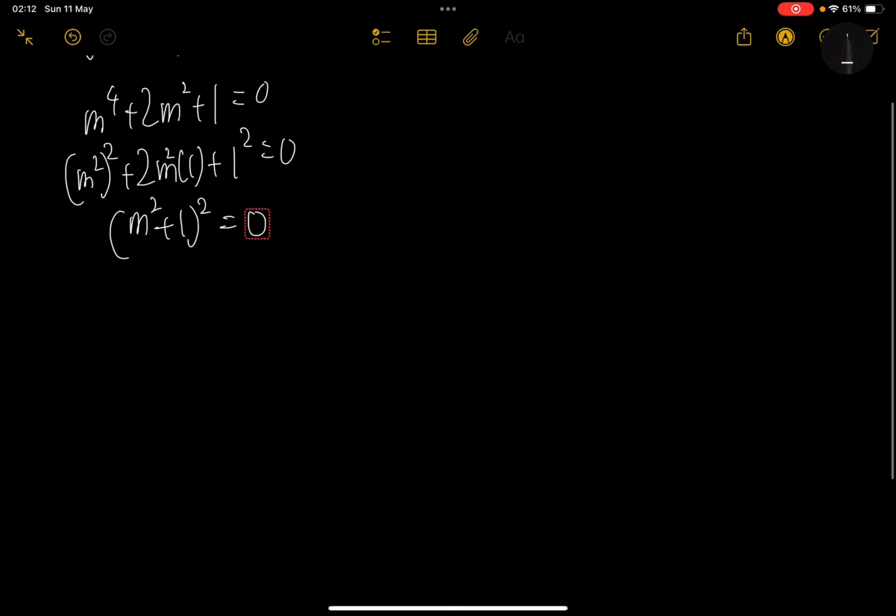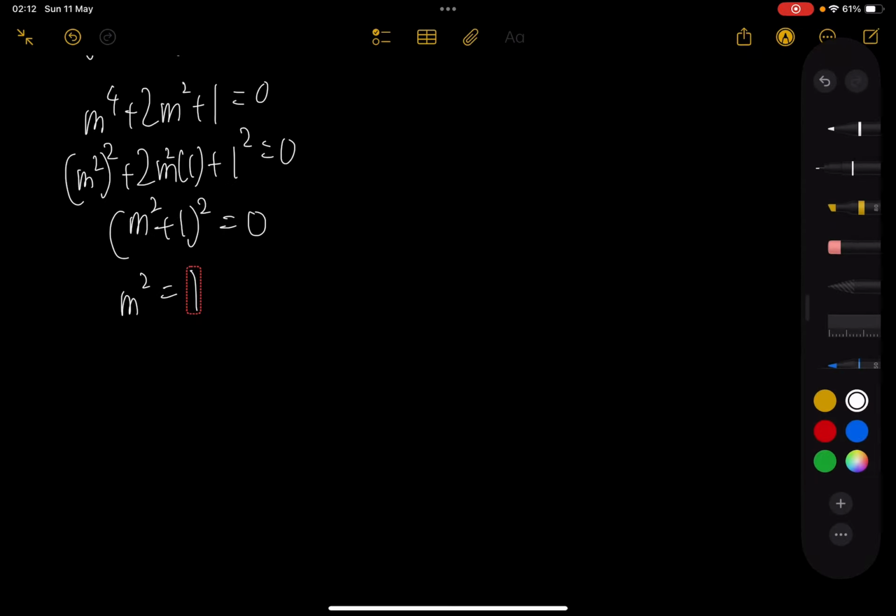Whenever you have a 0, we take a square root on both sides, and you have plus or minus 0, which is just 0. First we take a square root on both sides. You get m squared plus 1 is equal to 0. Therefore m squared is equal to negative 1, and then take a square root, plus or minus. Therefore you get the square root of negative 1, which is i. Therefore you get plus or minus i.